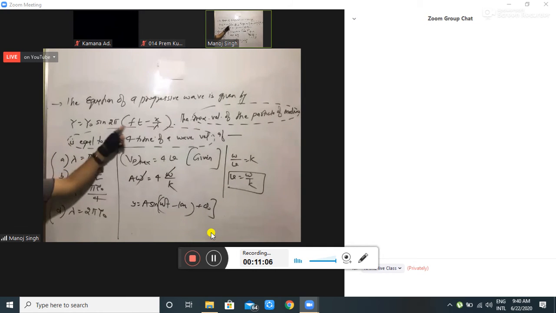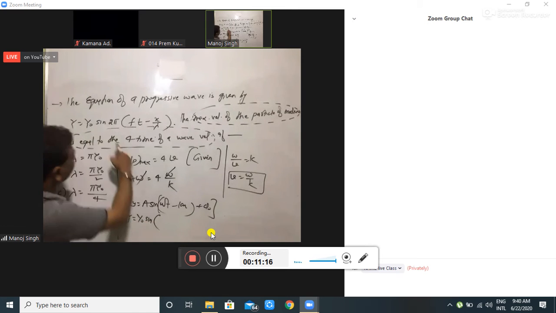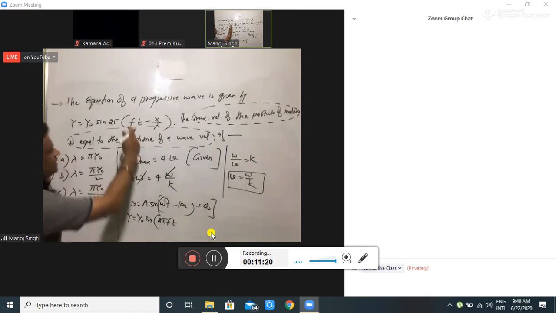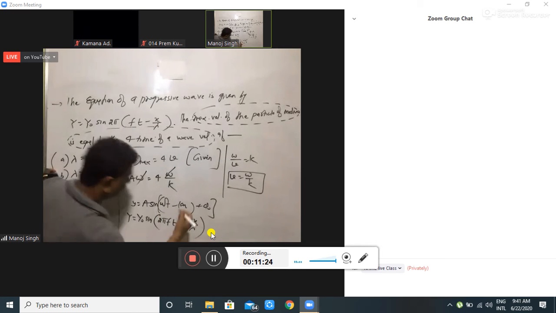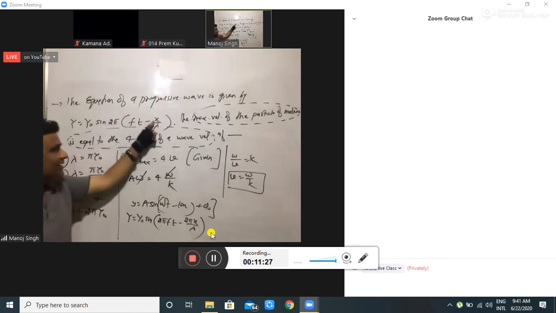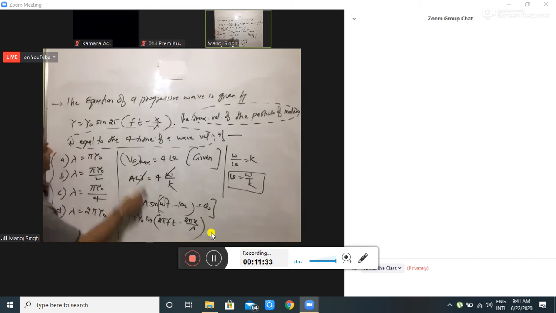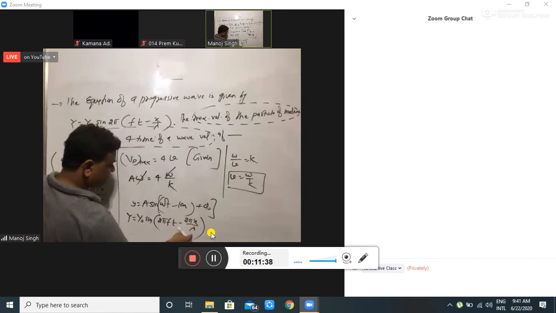Now this equation we cannot compare right now because here 2 pi is outside. y is equal to y naught sine of 2 pi; we can take the 2 pi inside. 2 pi ft minus 2 pi x by lambda. So y is equal to y naught sine of 2 pi ft minus 2 pi x by lambda.